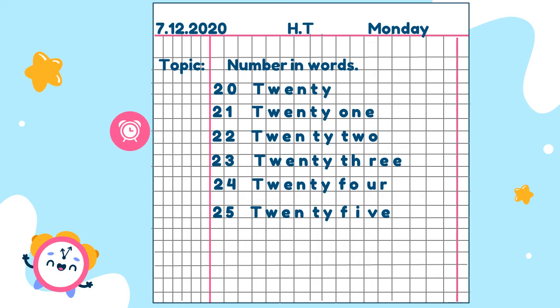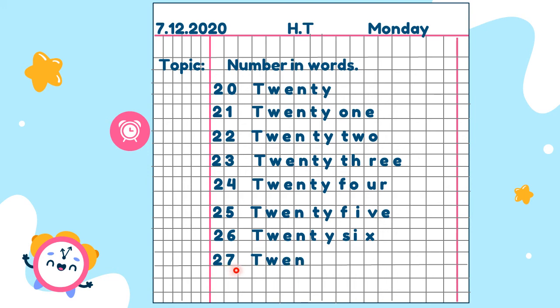Please read the spellings while writing. It's not just about writing, you have to learn the spellings as well. Come on next. What comes after 25? Then 26. Then spellings of 26. TWEN 20, SIX 6, 26. What comes after 26?